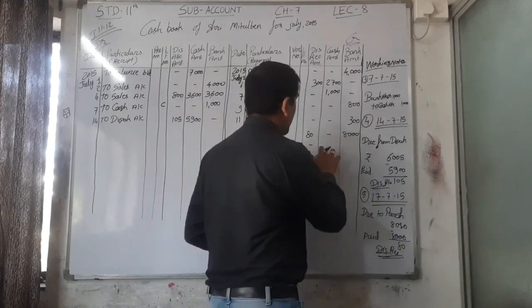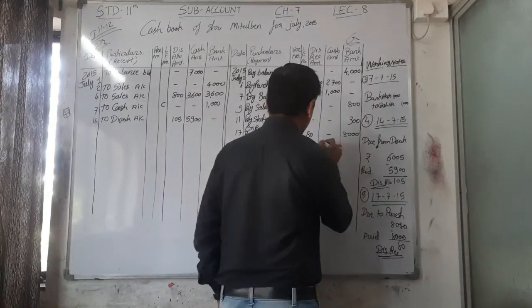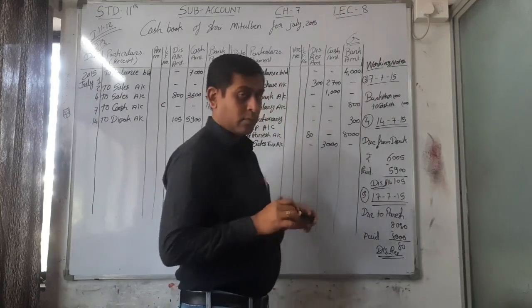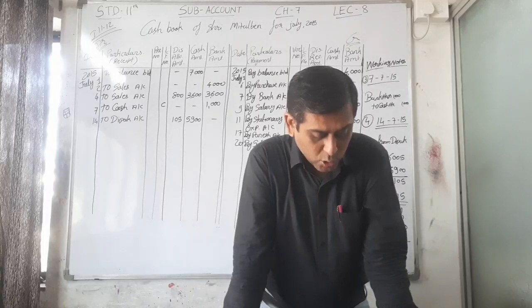In the cash column, we are paying the cash 3000 rupees. Okay, so here your 20th transaction is also over.